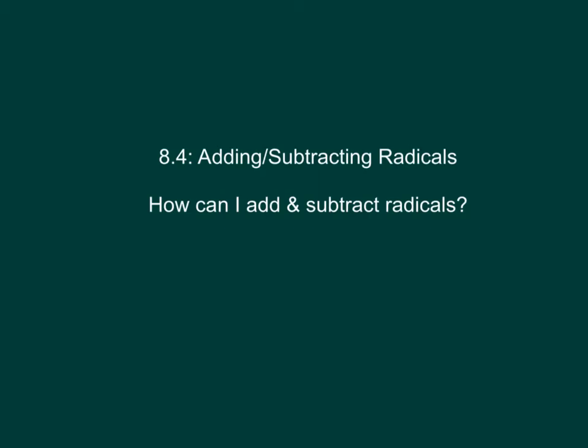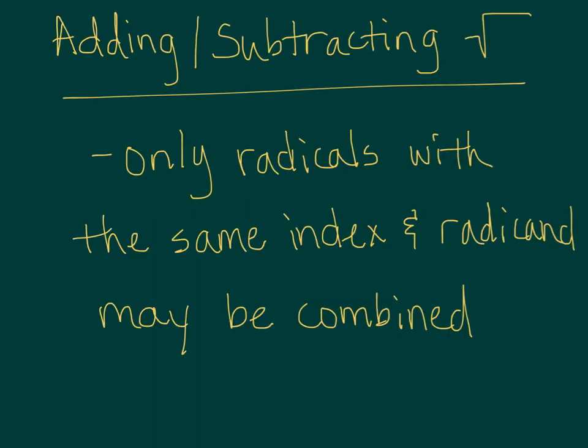For section 8.4, we're going to look at adding and subtracting radicals. Your essential question is how to add and subtract radicals. So when adding and subtracting radicals, only radicals with the same index and radicand can be combined.